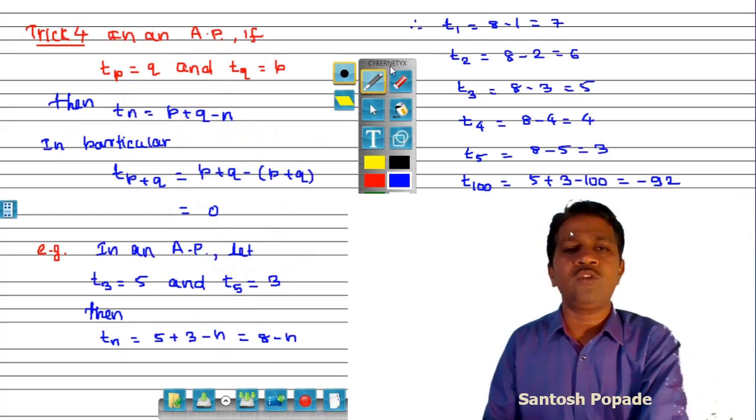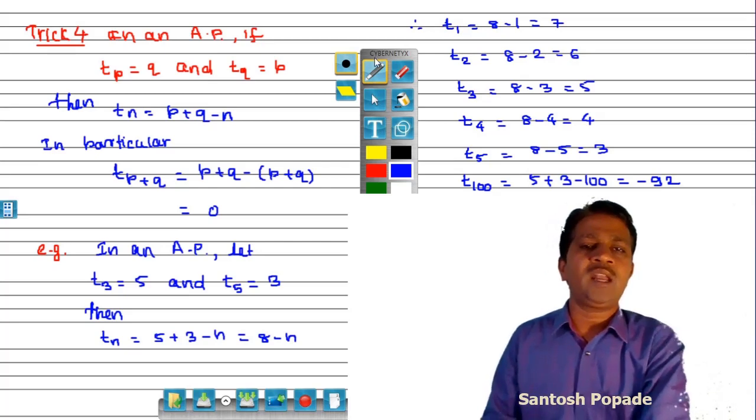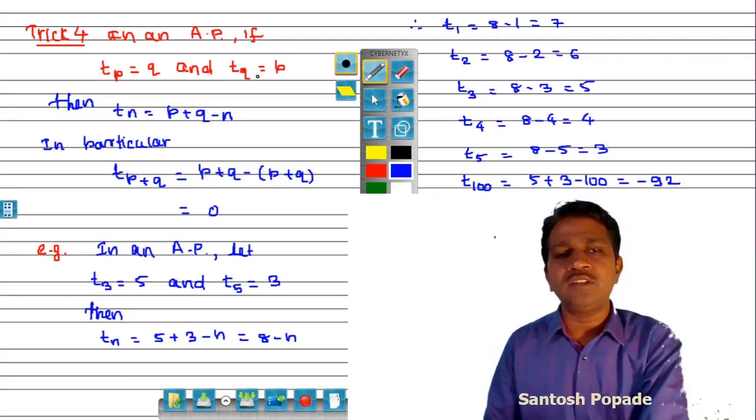Okay, let us move to the fourth trick. It is a very easy and very simple trick. This trick can be applied only for particular types of problems. Whenever in an AP the pth term is q and the qth term is p, meaning these are interchanged, the number of the term and the value of the term are interchanged, that is, pth term is q and qth term is p.